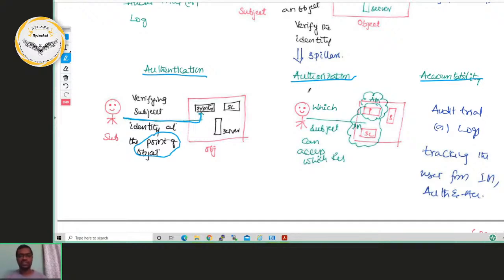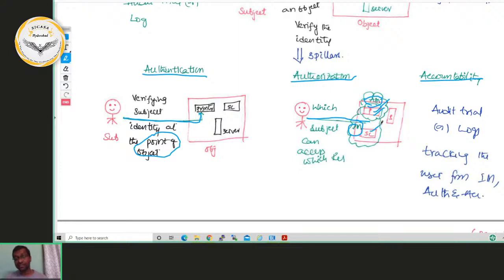The next one is authorization. What do you mean by authorization? Authorization is nothing but which subject can access which resource. For example, if the subject is an assistant manager, he can use only the printer. If the subject is a deputy manager, he can use the printer as well as the scanner.